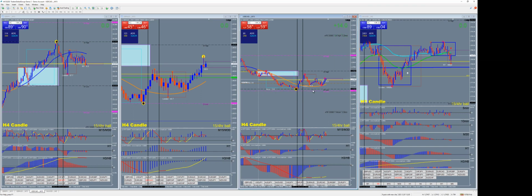All right, I got into this trade earlier, the USD CAD, because we do have a 15-minute yellow ball and a 4-hour ball. The direction is it wants to move to the long side. My H3 and H8 are in sync.